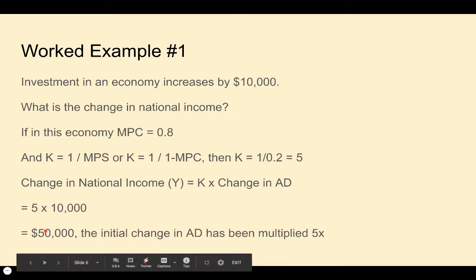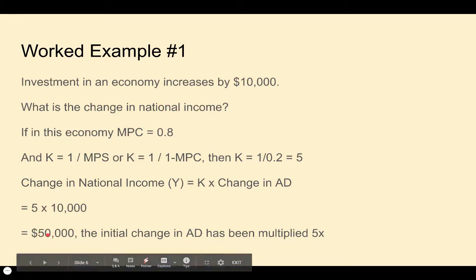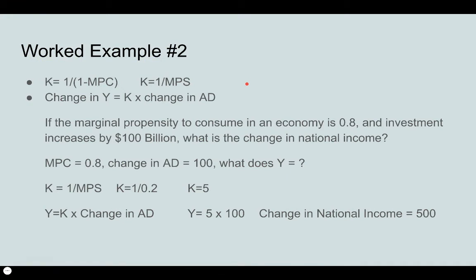That was the simple multiplier. So the change in national income, or the change in GDP in this economy, is $50,000 from only an increase in investment of $10,000. Let's take a look at another one.